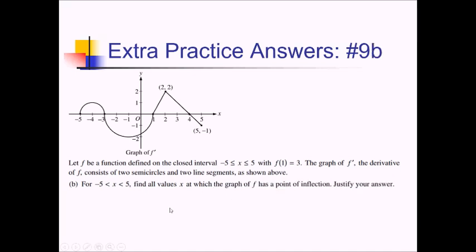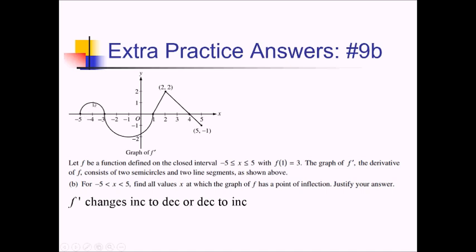On this part of the problem, they want all values of x at which the graph of f has a point of inflection, with justification. So f is going to have a point of inflection if f double prime changes sign, or if f prime reverses direction, if f prime goes from increasing to decreasing or decreasing to increasing. So looking at my graph of f prime, I see that f prime changes inc to dec or dec to inc at the following places.